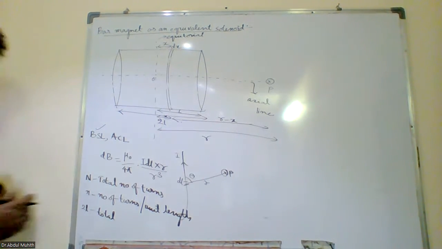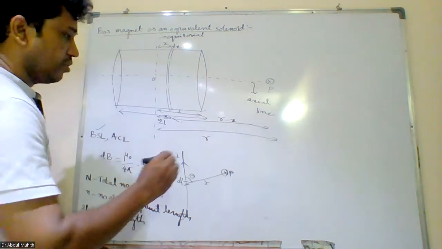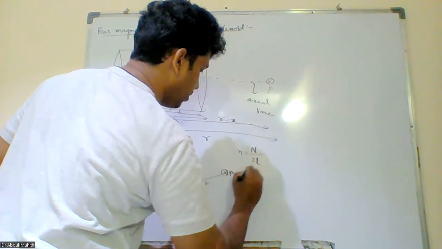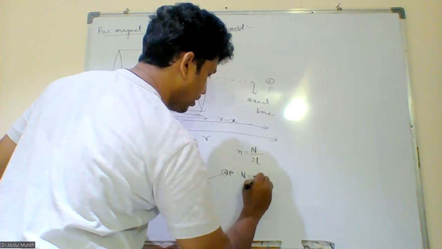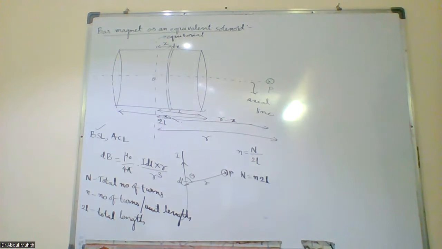Now, the total length of the bar magnet is how much? Total length is this much. So now small n is equal to capital N by 2L. So just cross multiply: N is equal to small n into 2L. Is that clear? So this is how we got the number of turns per unit length.